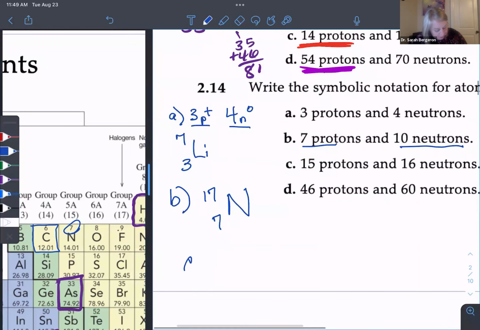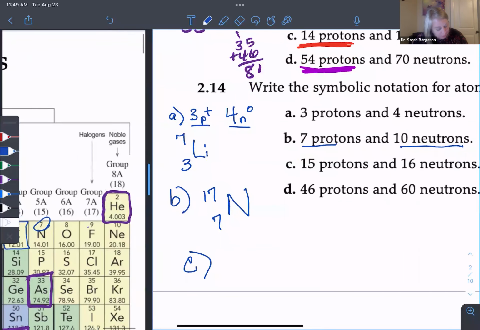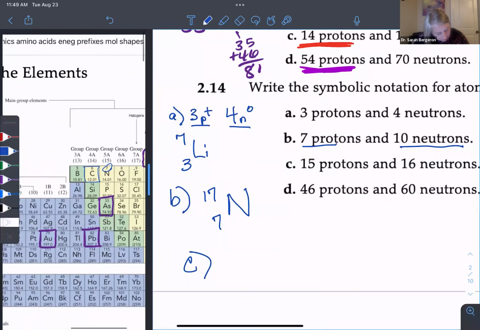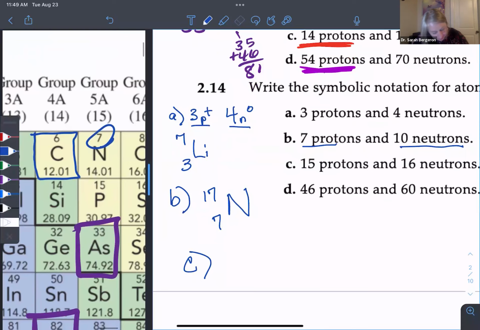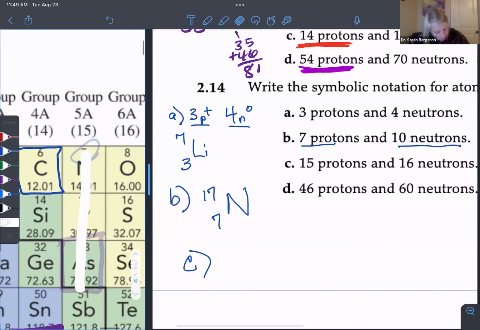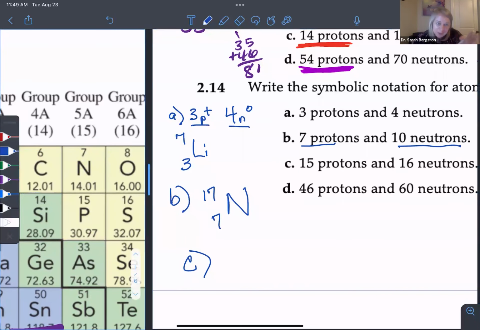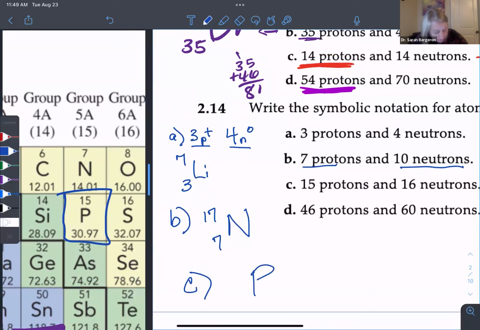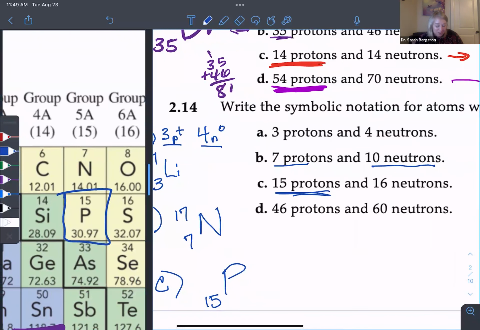Keep going, keep going. Okay, 15. So 12, went the wrong way. Okay. Oh, there we go. You got to tap the other side. I got to get in the habit of doing that. There's 15. So this one is phosphorus, and phosphorus has 15 protons. We said that right here, right? And 16 neutrons. So I have to add the 15 and the 16. I get 31, and that is my symbolic notation.